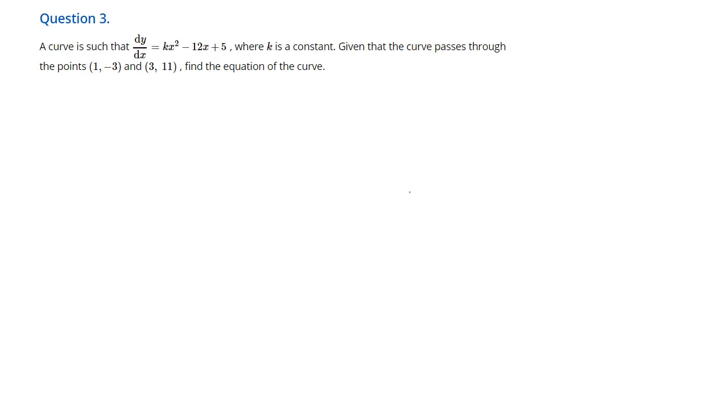All right, so in this question, we've got a curve. They've given us the derivative. It's equal to kx squared minus 12x plus 5. They're telling us k is a constant or a number. And they give us 1 point. Actually, they give us 2 points that it passes through.